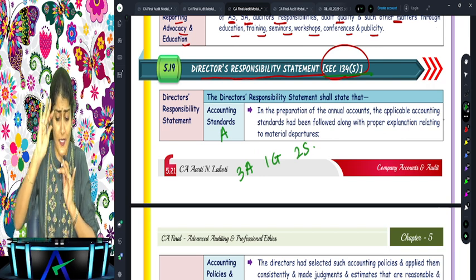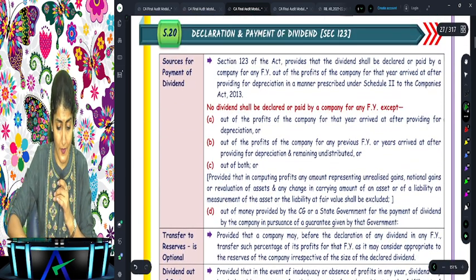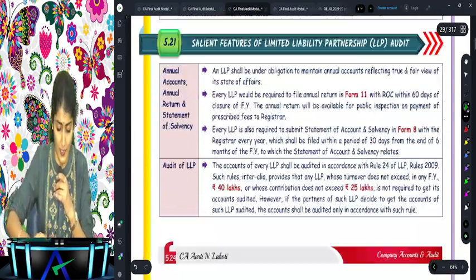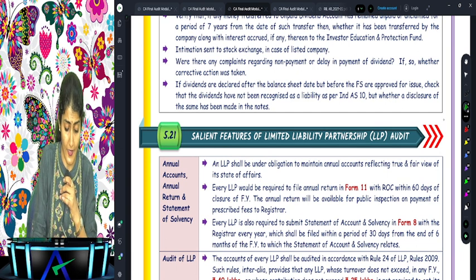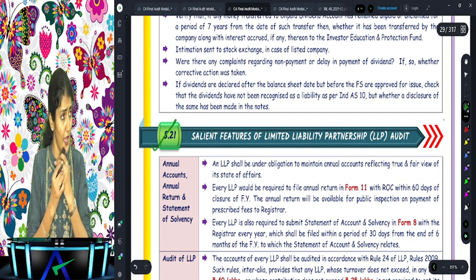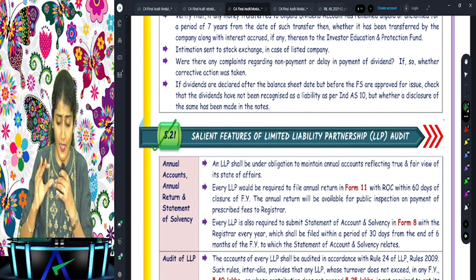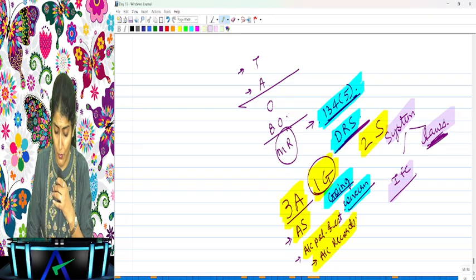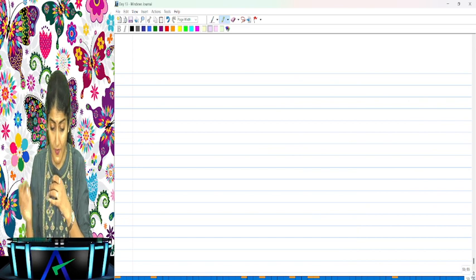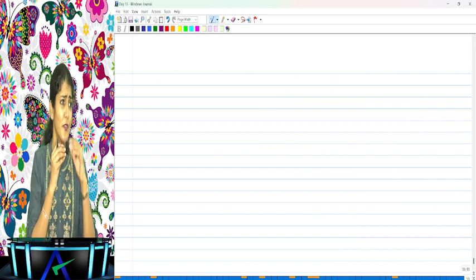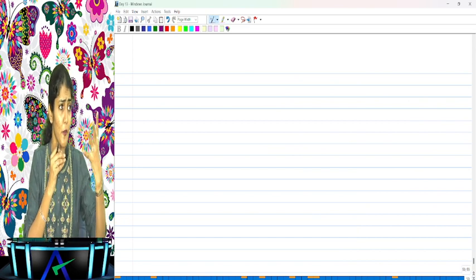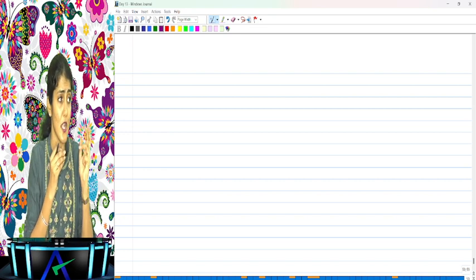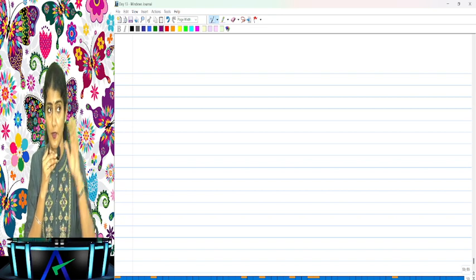Okay, what we are just left with in this chapter is declaration and payment of the dividend, which is section 123, a detailed discussion regarding that, and then the salient features of the LLP audit. So dividend and LLP audit, these are the only two discussions which are remaining. So tomorrow we shall complete these two discussions, also finish the small chapter on the liabilities of the auditor, and also proceed to the next big chapter on the SEBI LODR, that is the audit committee and the corporate governance. Okay, bye bye.